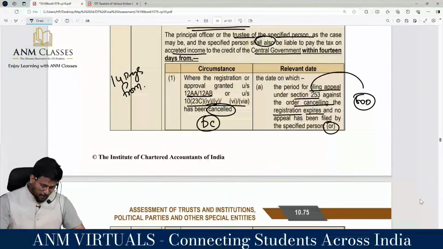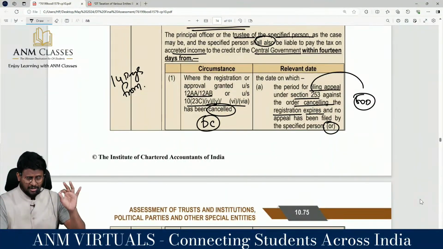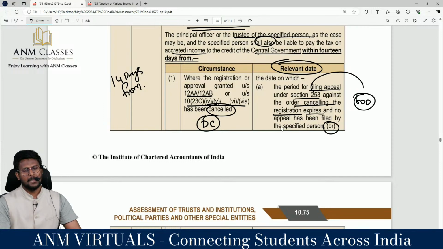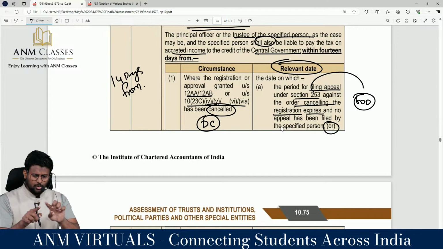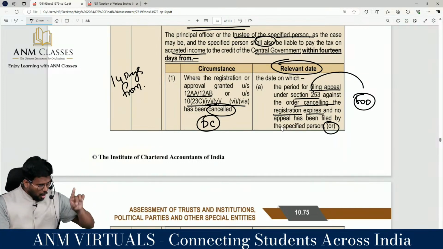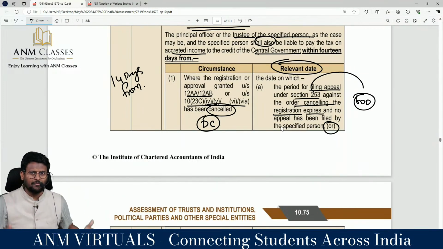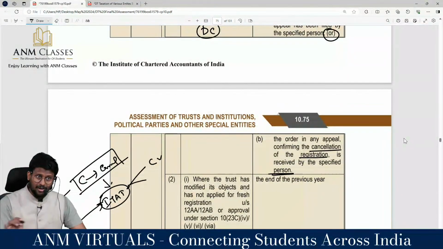Clear? So if you have to pay exit tax because the registration was cancelled, that 14 days should be counted from the specified date or the relevant date. The relevant date should be either the expiry of the time limit for going to the ITAT appeal, or the receipt of the ITAT appeal order confirming the cancellation of the registration, whichever is earlier, because two situations are there. All right, I'm moving to the next one.